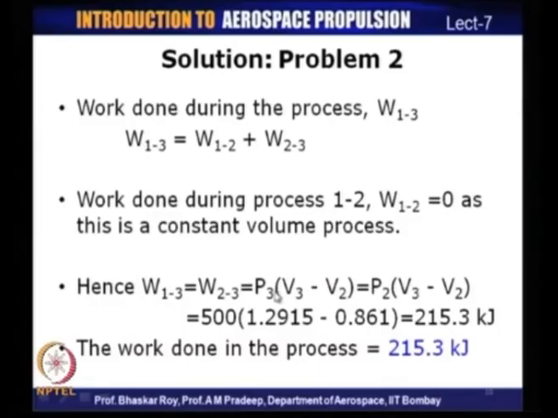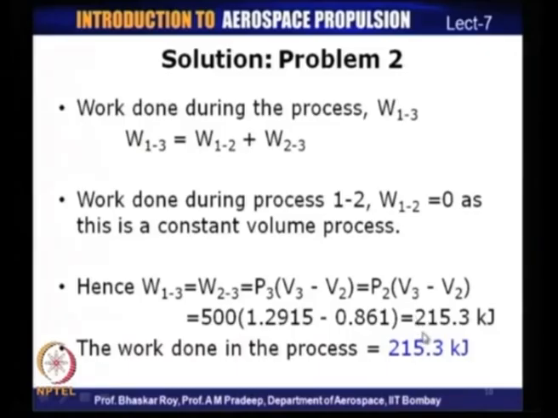Therefore, work done during 1 3 is equal to work done during the second process, that is 2 3, which is equal to P 3 times V 3 minus V 2, which is also equal to P 2 times V 3 minus V 2, because P 3 is equal to P 2, it is a constant pressure process. Now, we know the pressure P 3 or P 2, which is 500 kilopascals. We also know V 3 and V 2 from the previous calculations. So, we just need to substitute these values.